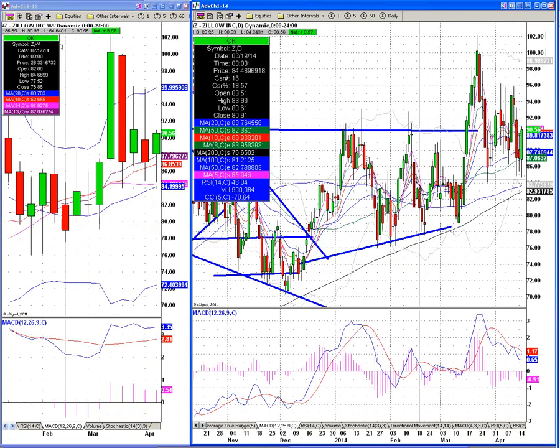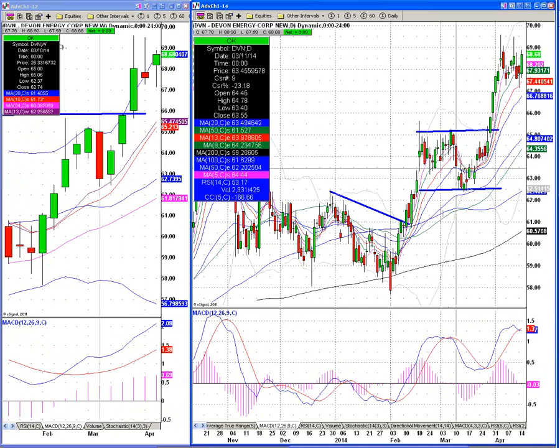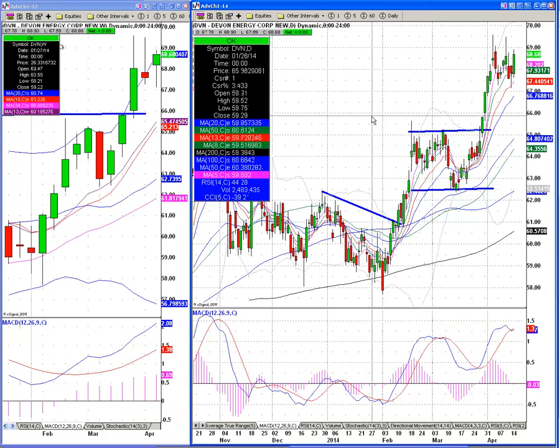It showed up on the tight consolidation scans back in late February, early March. I think Devon Energy was another one that showed up in March as well in this little range here. So it's just something to think about if that's your style of trading.